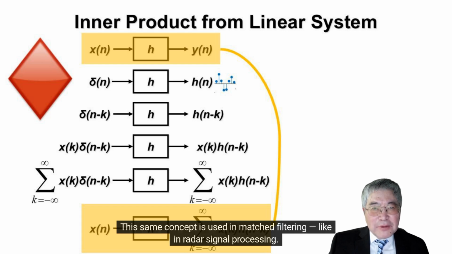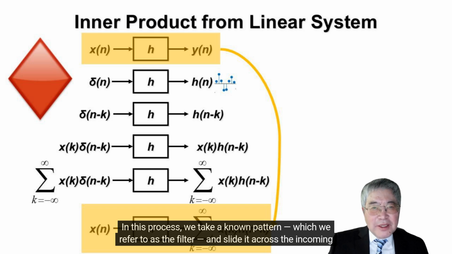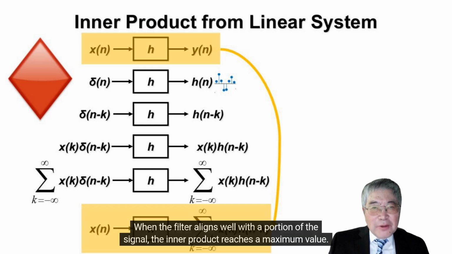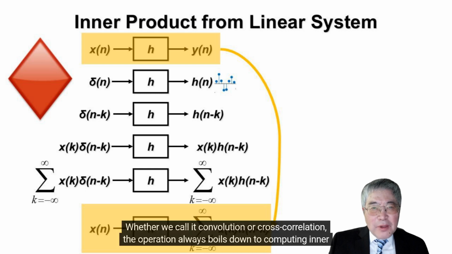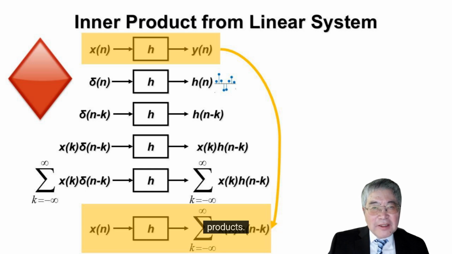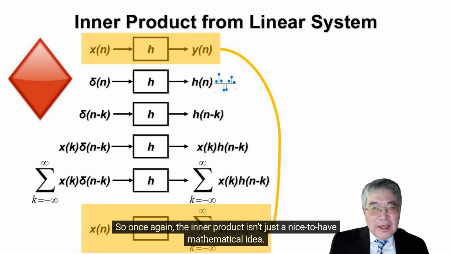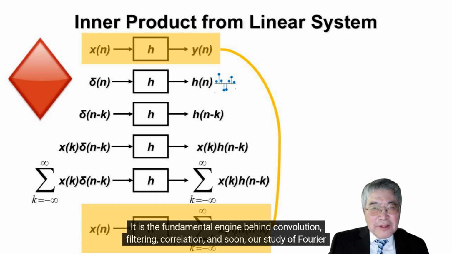This same concept is used in matched filtering, like in radar signal processing. In this process, we take a known pattern, which we refer to as the filter, and slide it across the incoming signal. When the filter aligns well with a portion of the signal, the inner product reaches a maximum value. This peak indicates that a strong match has been detected. Whether we call it convolution or cross-correlation, the operation always boils down to computing inner products. So once again, the inner product isn't just a nice-to-have mathematical idea. It is the fundamental engine behind convolution, filtering, correlation, and soon our study of Fourier analysis.